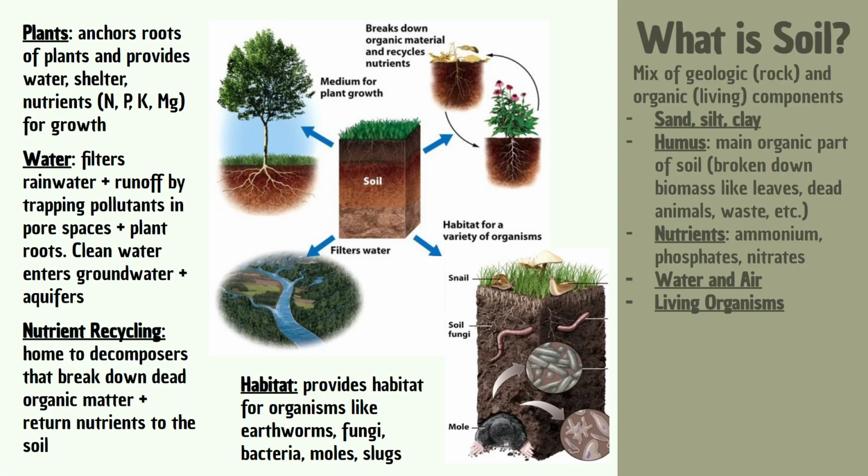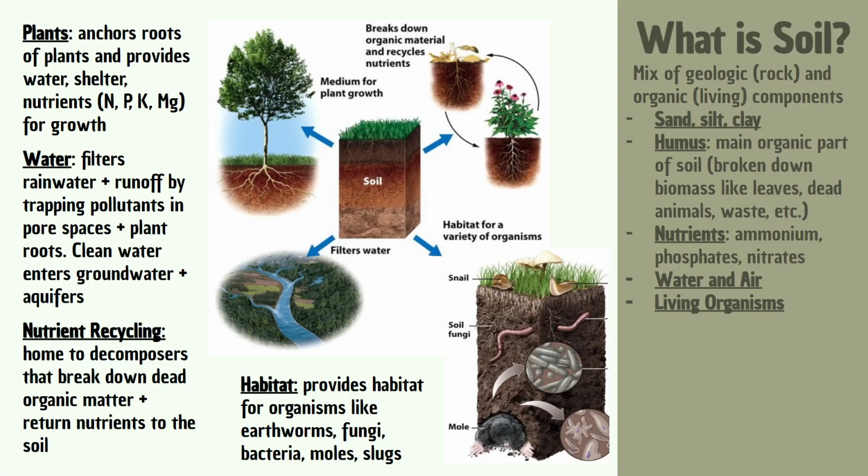Then we have nutrients in the soil. Things like ammonium, phosphates, and nitrates are going to be really critical for plant growth. Water and air are part of the soil. They fill the little spaces or pores in the soil. Air is important because it has oxygen that plant roots need. Of course, they need water as well. Then finally, we have living organisms, so earthworms, fungi, bacteria, and other decomposers that are going to help recycle nutrients.